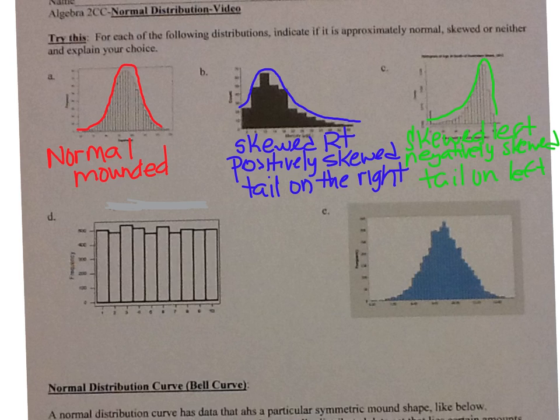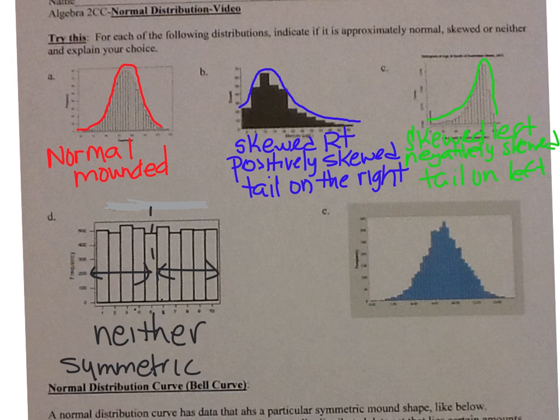All right, D, let's take a look at D. D is neither. This is just symmetric. All right, so symmetric is kind of like the same. What's on this side is the same thing that's on this side. And C would be normal because it looks like that mounded shape.